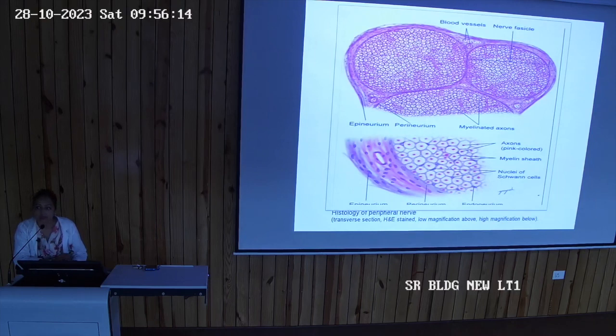This is a photomicrograph of a peripheral nerve, cross section of peripheral nerves. So there are bundles of nerve fibers which are known as fascicles. These are surrounded by perineurium, and the outer connective tissue layer, and they have centrally placed axons which are surrounded by the myelin sheath, and these nuclei denote the nuclei of Schwann cells.